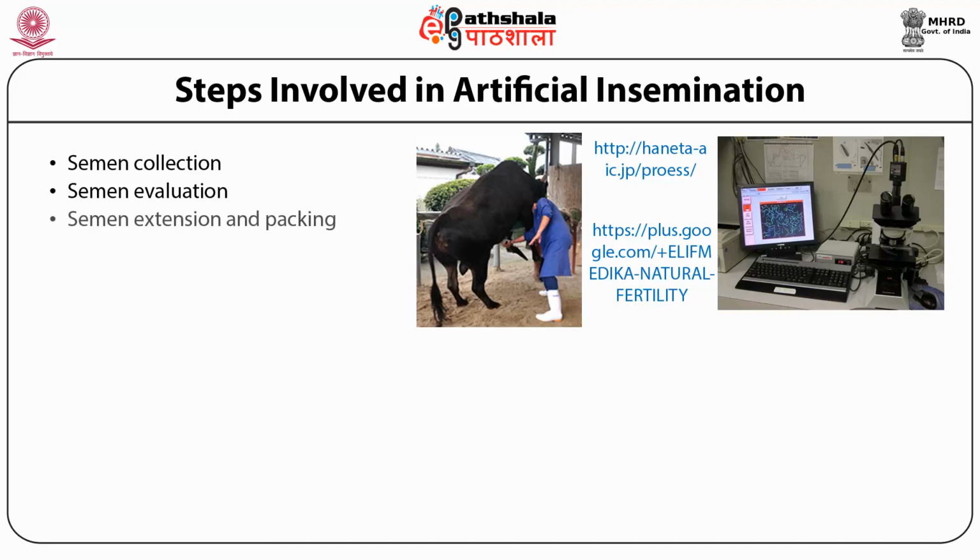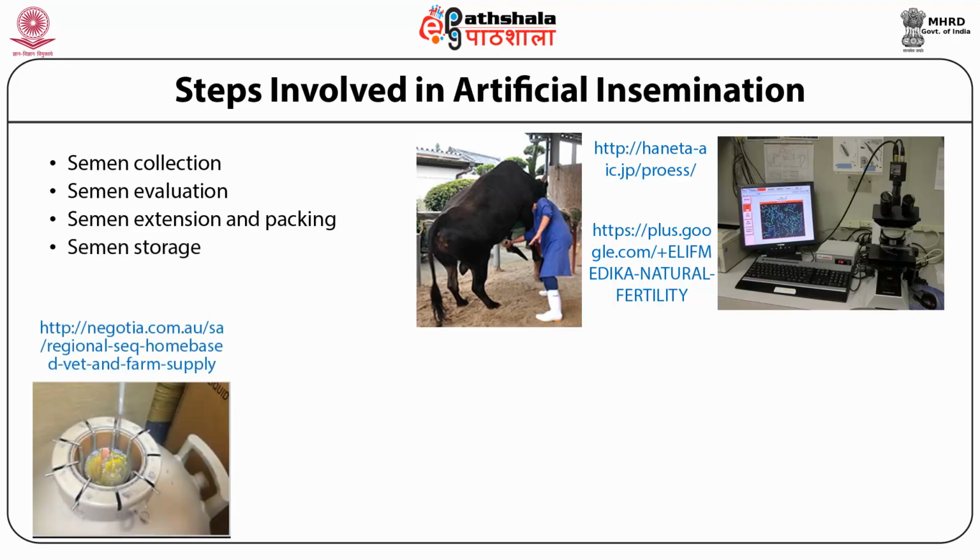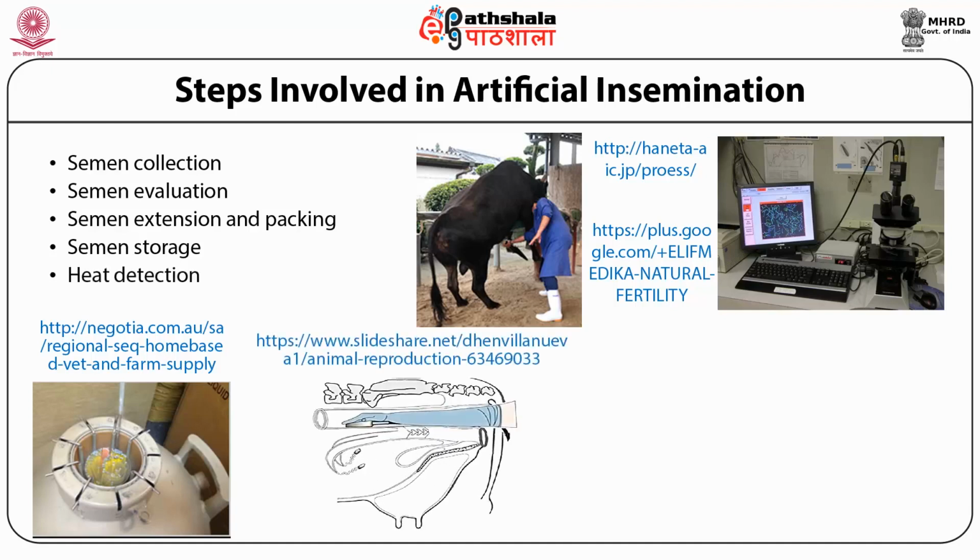The third step is semen extension and packing. Since the concentration of sperms is very high in semen, that needs to be diluted by using semen extenders. So the concentration can be adjusted and then it needs to be packaged suitably in vials. The packaged semen is stored in liquid nitrogen, and it can be stored in liquid nitrogen for a very long time. If we have semen of good quality, the next step is specific and sensitive heat detection or estrus detection.